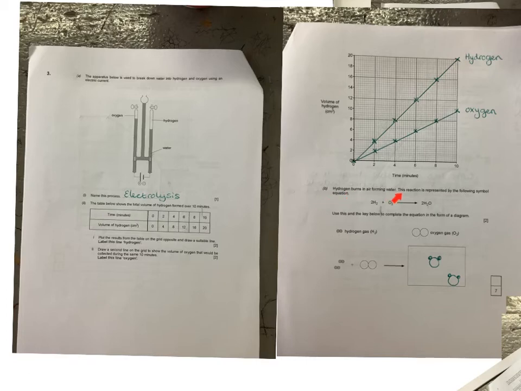Hydrogen burns in air, forming water. The reaction is represented by the following simple equation. Use the key below, so this is nice, this is space filler diagrams from last year. Okay, remember the lone element always goes in the middle, just using what you've got to make 2 waters.